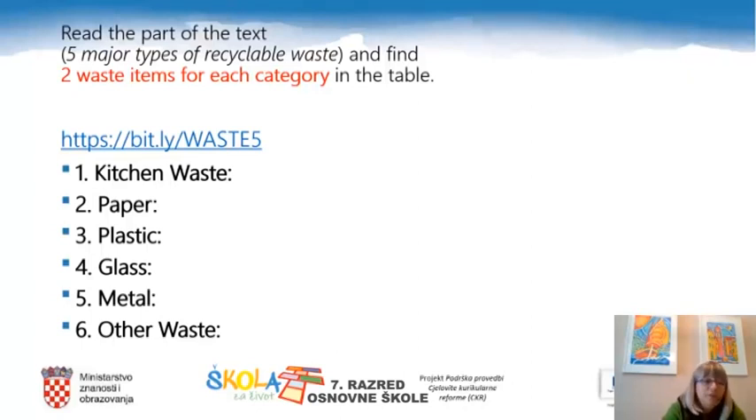Now, when you have them in your notebooks, please read a part of the text, 5 major types of recyclable waste, and find 2 waste items for each category in the table, which means 2 waste items for kitchen waste, 2 for paper, 2 for plastic, 2 for glass, 2 for metal, and 2 for other waste. For this activity, you will need to copy the link bit.ly/waste5 into the browser.